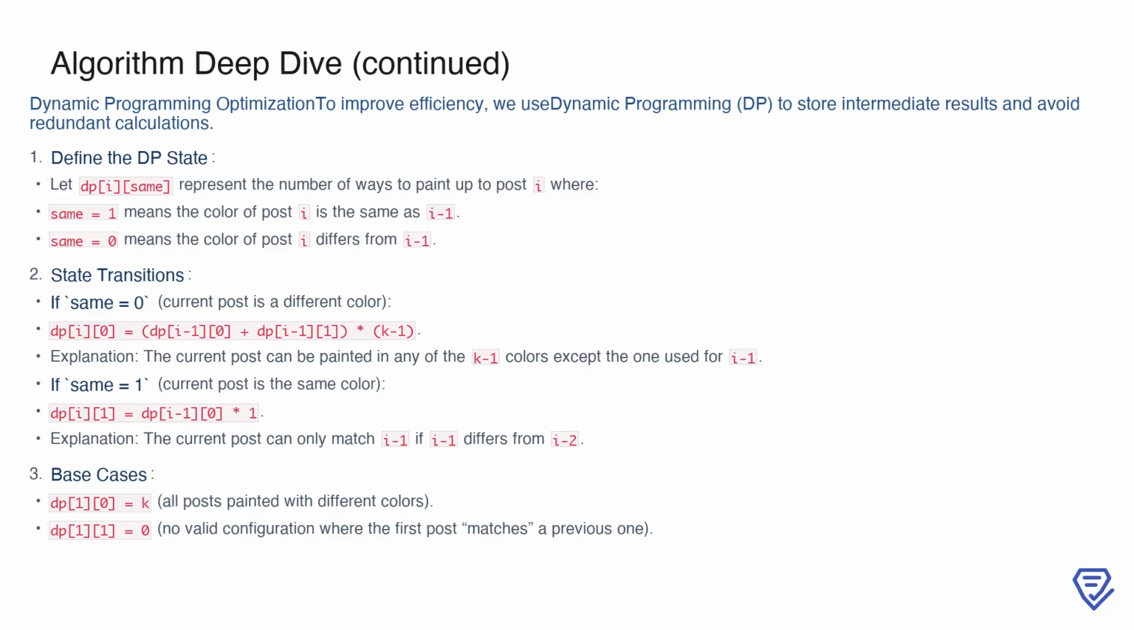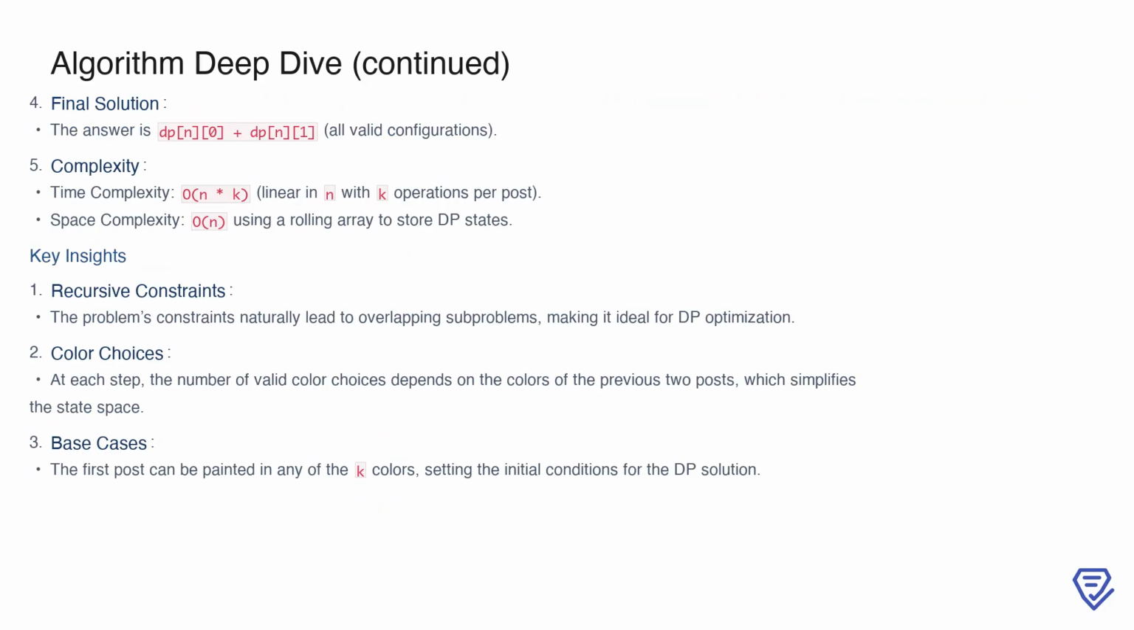The base cases are DP[1][0] equals k, as the first post can be painted any color, and DP[1][1] equals 0, as the first post cannot match a previous one. This approach significantly reduces redundant computations compared to brute force. To compute the final solution, we sum up the values of DP[n][0] and DP[n][1], which represent all valid configurations for painting n posts.